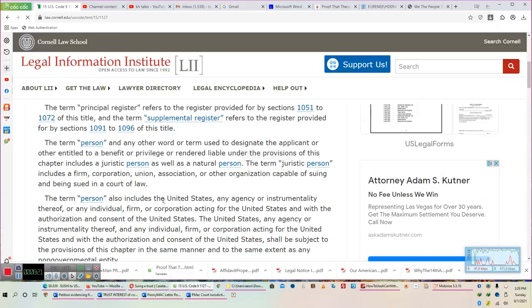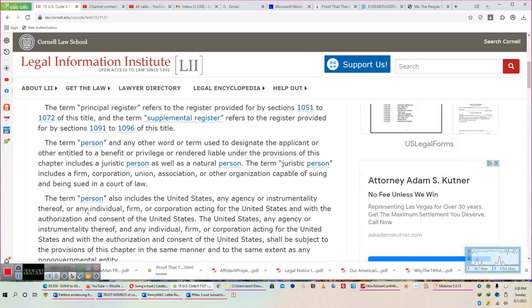The term person also includes the United States, any agency or instrumentality thereof. The term person includes any instrumentality of the United States. The term person includes any agency of the United States. The term person includes the United States. Why? Because they have constitutional rights. That's why corporations are persons too. Hobby Lobby. And there are so many other cases where the United States have ruled that corporations are persons too.